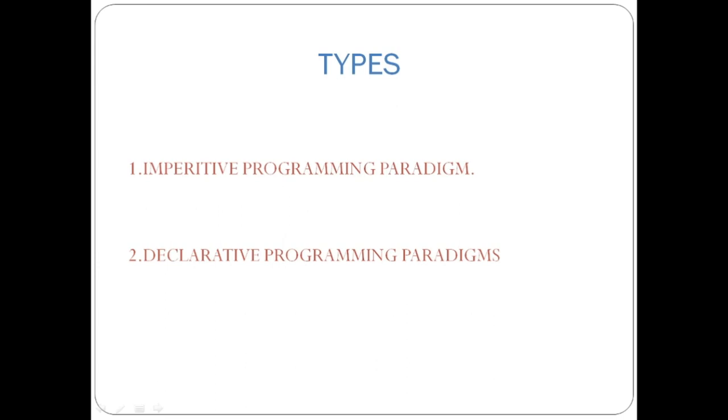Now it is one of the oldest programming paradigms. Its features include a close relation to machine architecture. It is based on the von Neumann architecture. You must be familiar with the von Neumann architecture. If not, you can Google it and look it up. It works by changing the state of the code or application through assignment statements.